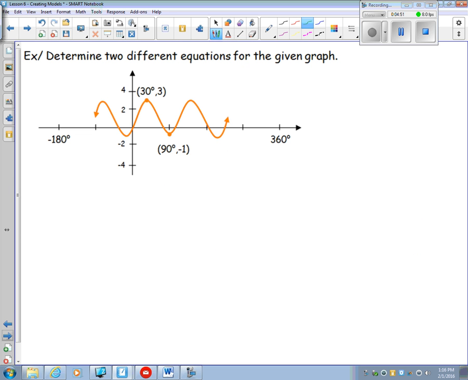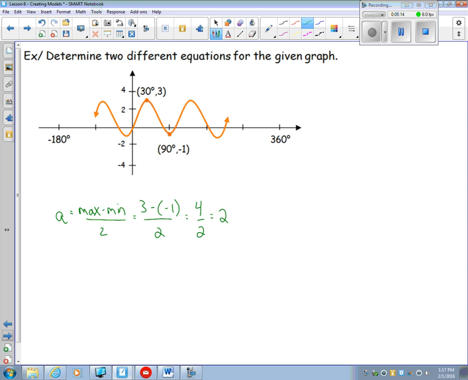Okay, so let's take a look at a picture. I want to determine two different equations for the given graph. So I'm going to start with the easiest things I can find. I'm going to find A. A equals max minus min divided by 2. What's the max? Well, it's 3. The min, -1. Divided by 2, I'll get 4 over 2, which is 2.